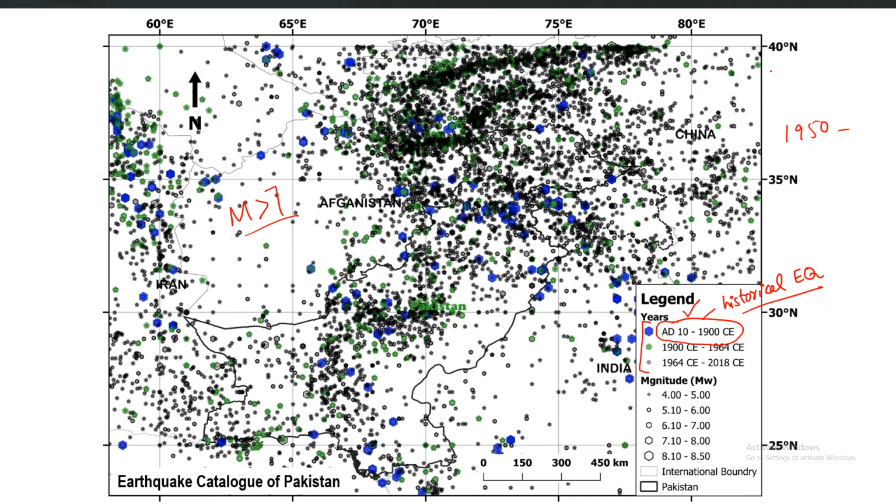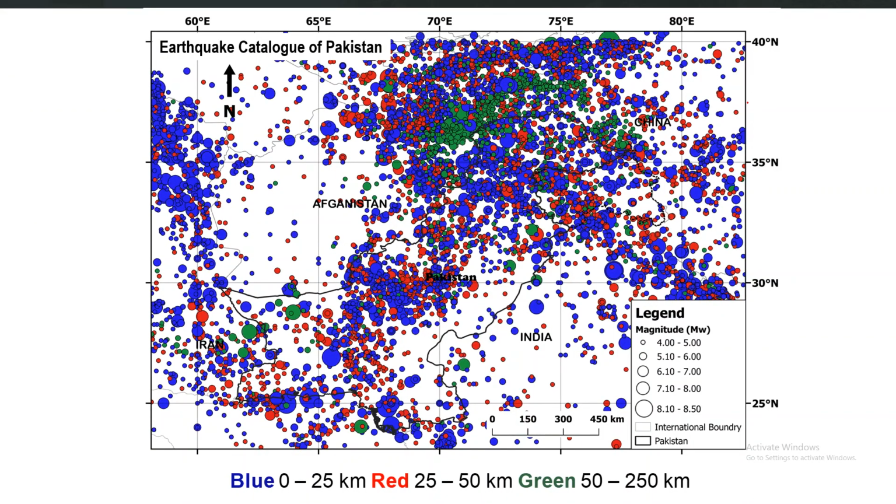This is an example of an earthquake catalog developed for the purpose of probabilistic seismic hazard assessment of Pakistan. This is the same catalog, but now the earthquakes are shown by circles, and the size of the circles shows the magnitude, and the color now shows the depth of the focus of these earthquakes. Blue means 0 to 25 kilometers, very shallow. 25 to 50 are the shallow earthquakes, shown in red. Green means 50 to 250, so green is for deep earthquakes.